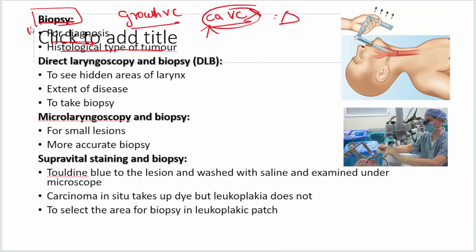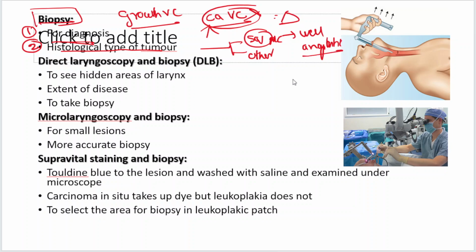So what is the purpose of the biopsy? For diagnosis and to confirm the histological type of the tumor, as we already said, whether it is squamous cell carcinoma or other types. Squamous cell carcinoma is the most common type of carcinoma glottis, and also whether it is well differentiated, whether it is anaplastic, and whether it is a more aggressive kind of tumor. We can find out by the histological type. The pathologist is going to tell you.